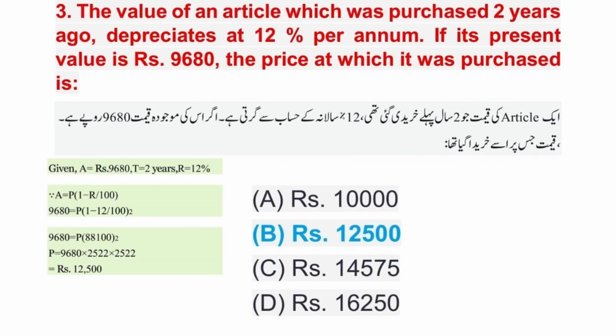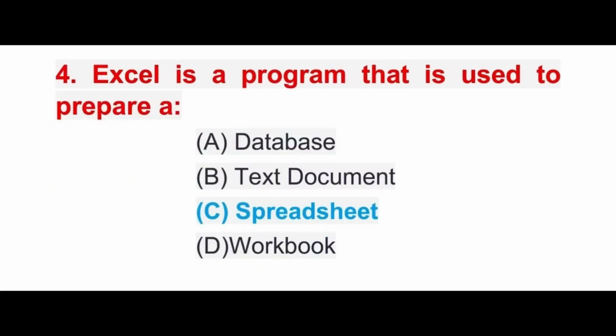The value of an article which was purchased 2 years ago depreciates at 12% per annum. If its present value is 9,680 rupees, the price at which it was purchased is. That answer is 12,500. Question number 4. Excel is a program that is used to prepare a.